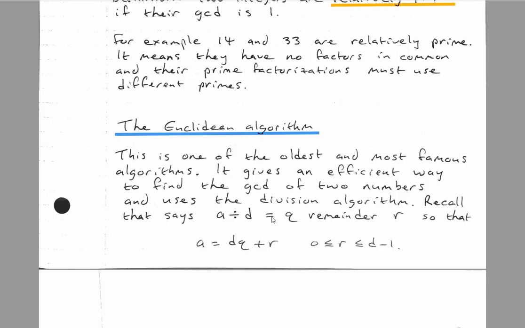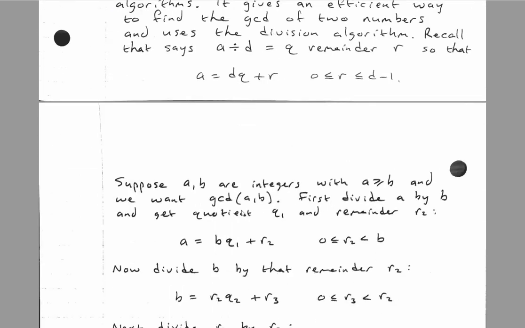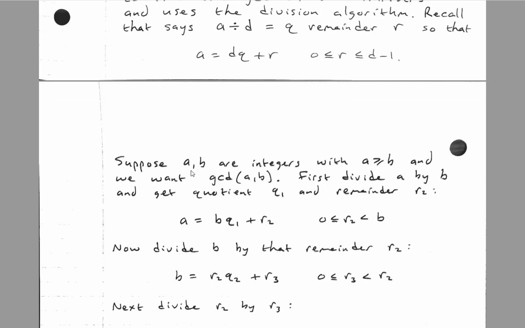Alright, so why is this useful for finding greatest common divisors? Okay, so here's how it works. Let's say we want to get the GCD of A and B. We want to assume that A is greater than or equal to B, so we're just putting the bigger number first. And so step 1 is to divide A by B and get the quotient, let's call it Q sub 1, and the remainder R sub 2.